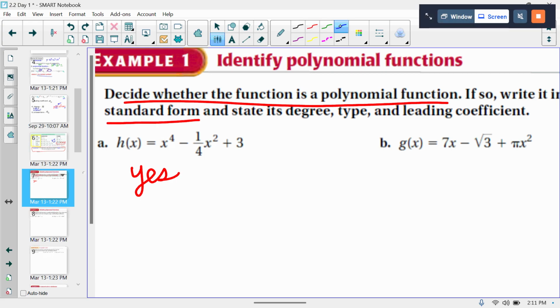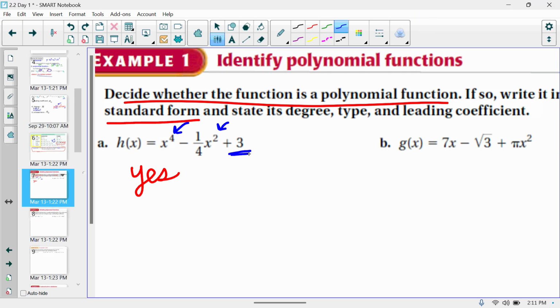This one's actually in standard form already because the highest exponent is 4, and it comes first, and then 2, and then, again, this part is called the constant that doesn't have a variable next to it. You're always going to write that last, okay? So it's already in standard form. The exponents already go greatest to least.